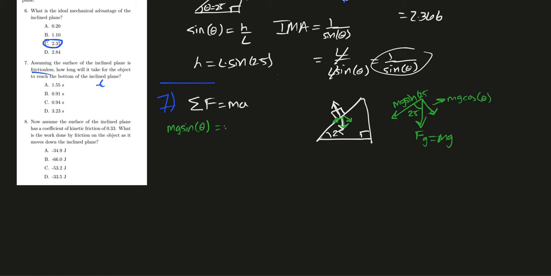And that's equal to mass times acceleration. The m's cancel out, and g is 9.8 times sine of 25. That's the acceleration. And if we solve that out, we'll get a value of about 4.14.